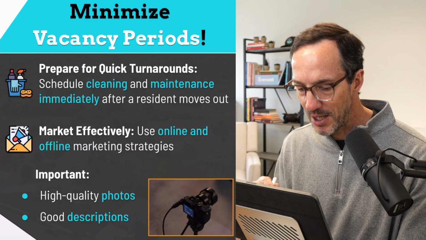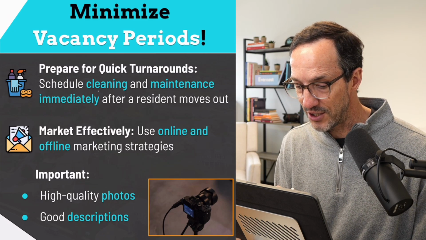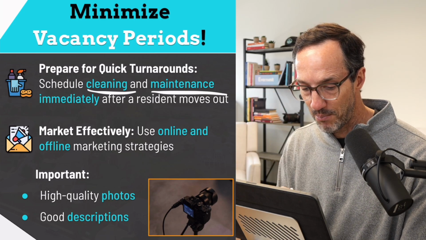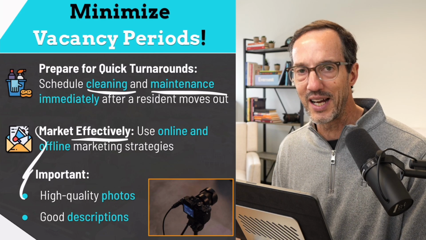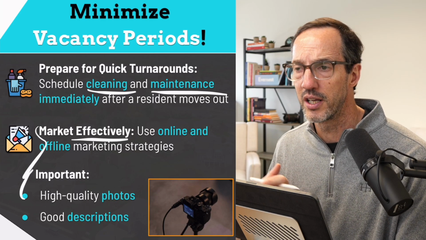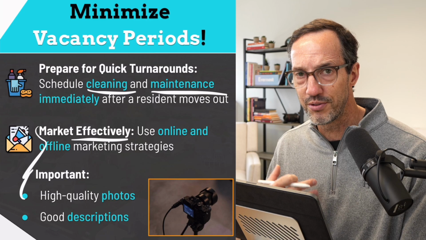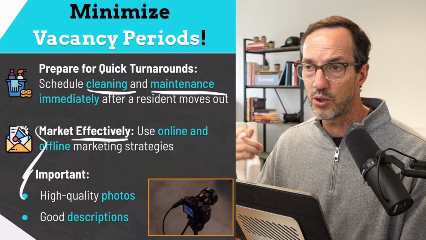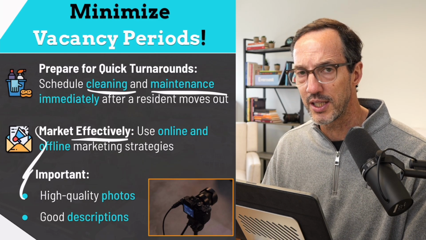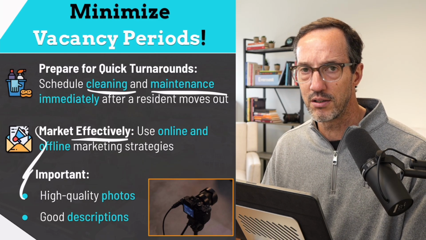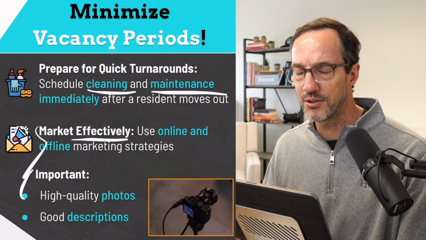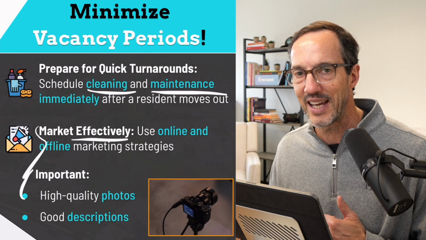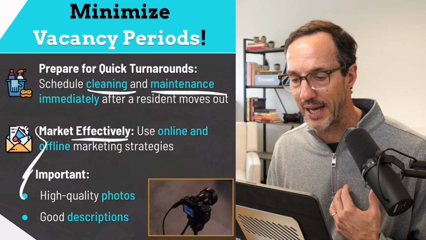So minimize vacancy. Again, schedule cleaning, maintenance immediately after the resident moves out. Market effectively online. Like, I would put a sign in the yard. I would take great photos. I would write a great description. You can offer incentives even in your marketing. We know people that offer a $200 off the first month's rent or the second month's rent or something like that. Whatever you do, market it effectively. What can you do to make it stand out from the competition is what I would be asking.